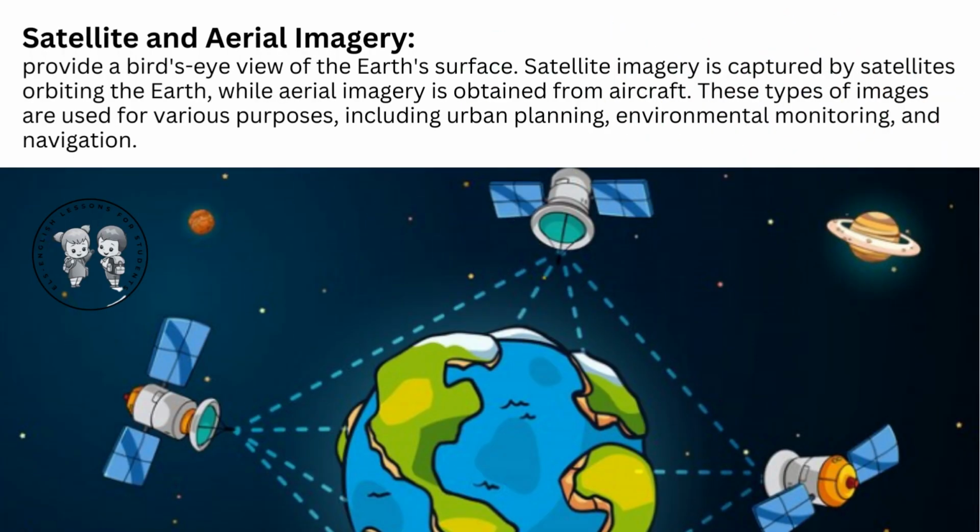Satellite and aerial imagery provide a bird's-eye view of the Earth's surface. Satellite imagery is captured by satellites orbiting the Earth, while aerial imagery is obtained from aircraft. These types of images are used for various purposes, including urban planning, environmental monitoring, and navigation.